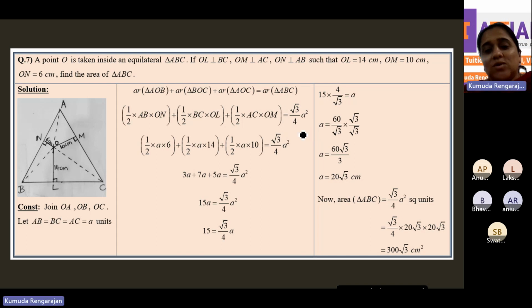All right. This one is an equilateral triangle.